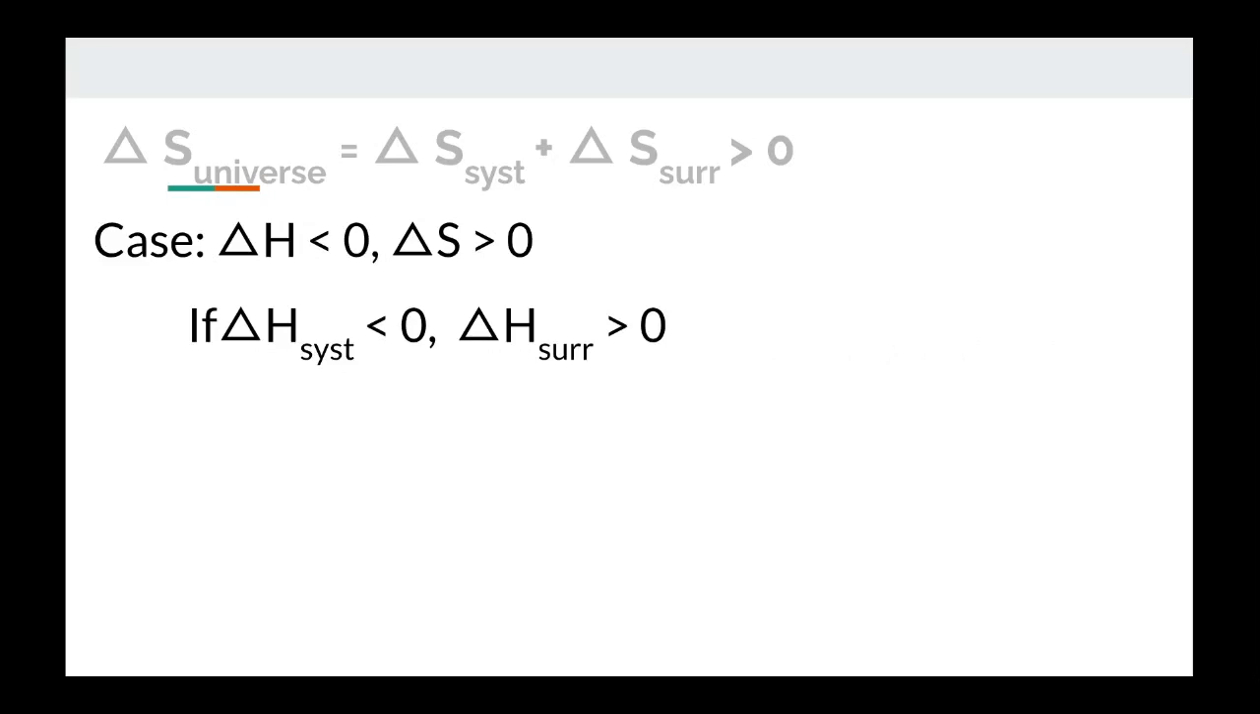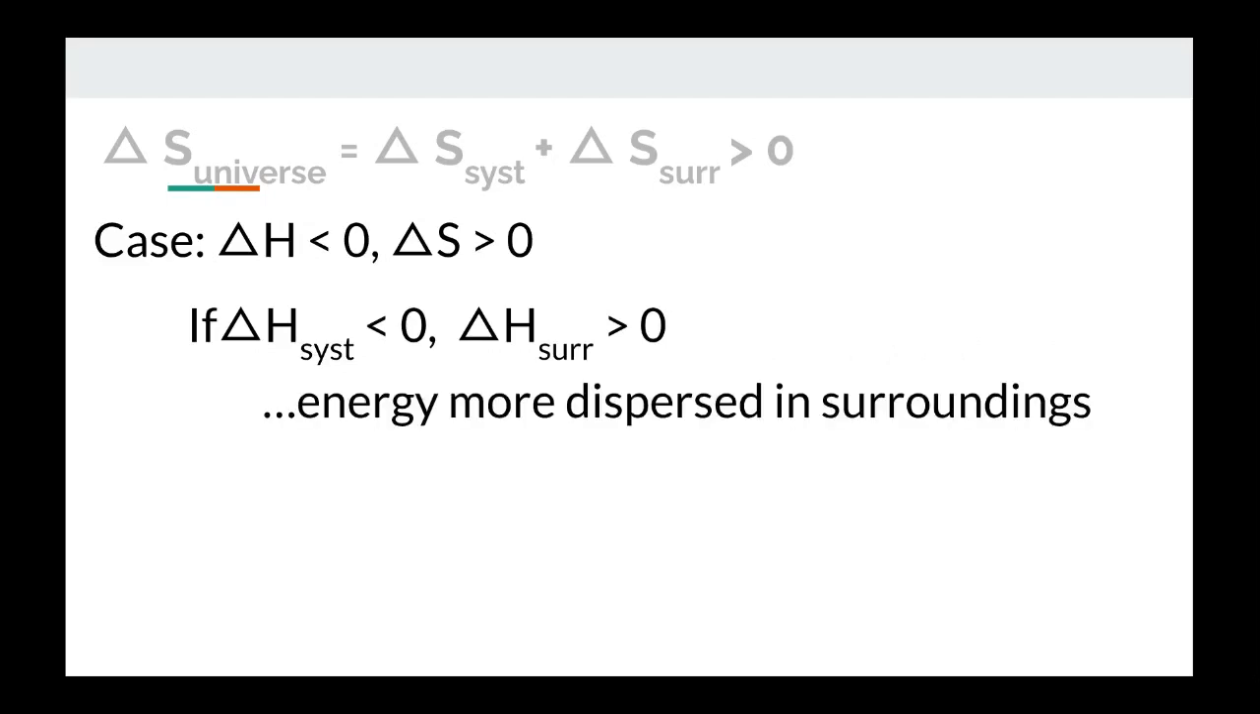If the enthalpy change for a system is negative, that's an exothermic reaction. That means energy flowed out of the system into the surroundings. So the enthalpy change of the surroundings had to have increased, which makes the energy more dispersed in the surroundings, which means the entropy change has increased. Another way of thinking about this is that the entropy change for the surroundings is equal to Q over T, but Q is going to be a positive number in this case because energy flowed from the system into the surroundings.